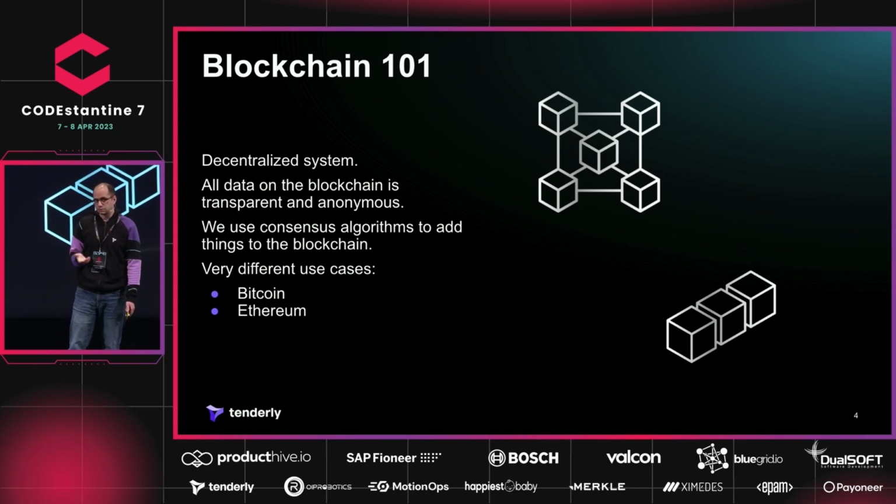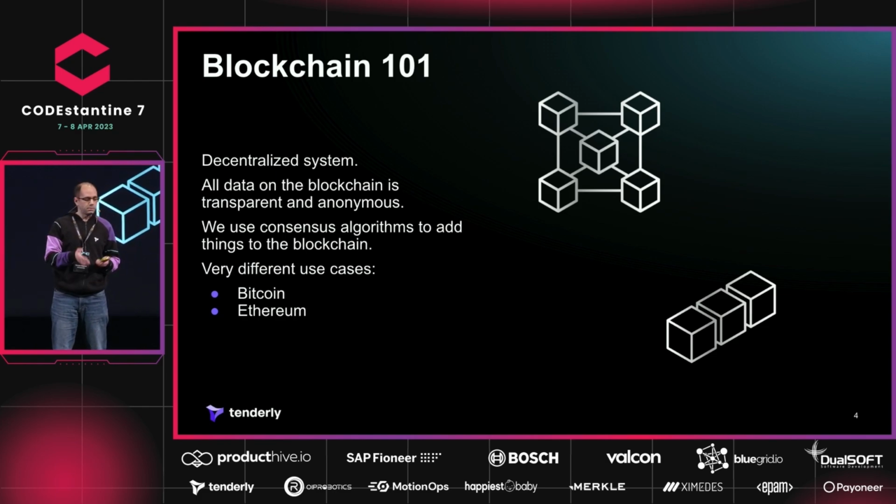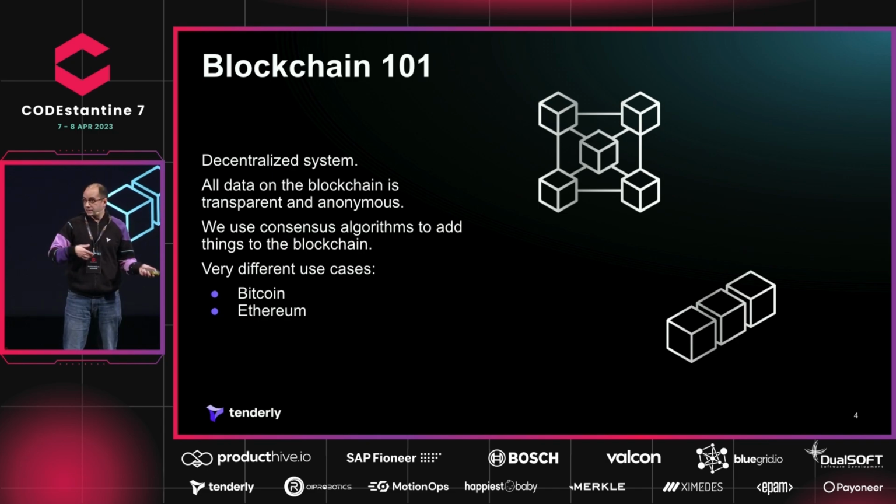And this is nothing new. Decentralized systems exist from Web 1 days, right? We had emails sent through email clients, and we were running our own email servers back in the 90s, right? So none of this is really new.